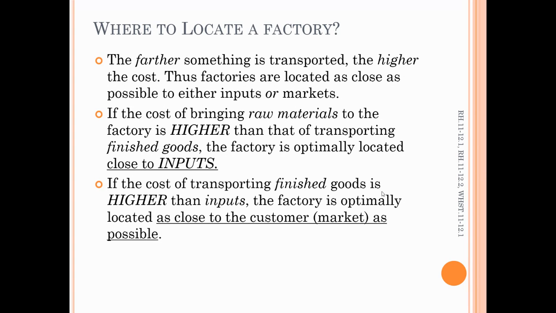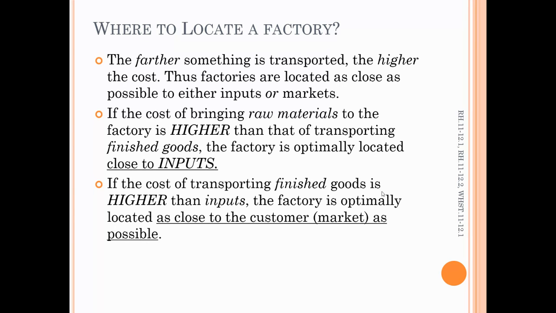So I'm going to locate in one of two places, really. I'm going to locate either close to my inputs, close to my materials, or close to my markets, close to my customers. And how I figure out where I want to go is I'm going to look at, again, the cost of transportation. So if the cost of bringing the raw materials to the factory is higher than the cost of bringing the finished goods to the people, then I want to put my factory next to my inputs, next to my raw materials, okay?